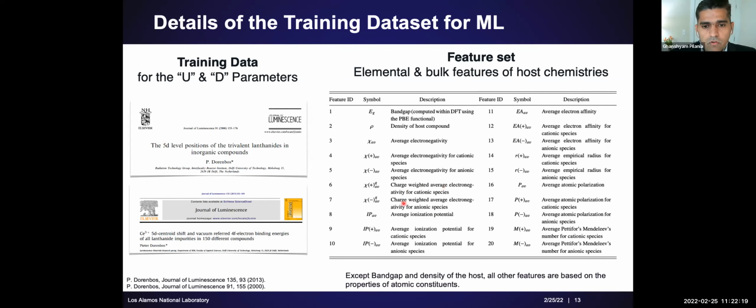And then for features, we just take very simple attributes of atomic constituents of these chemistries. For example, electronegativity, ionization potential, electron affinity, ionic radii, atomic polarization, Pettifor scale, Mendeleev number, and so on. Wherever you see a subscript AV, average, that means the quantity is averaged over all the atomic constituents. Wherever there is a minus or plus, that means the average is restricted to either anionic species or cationic species.